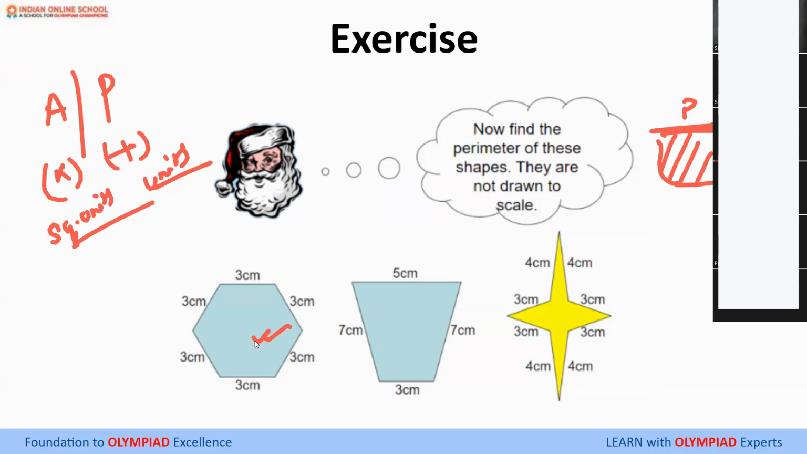3, 6, 9, 12, 13, 14, 15, 16, 17, 18, ma'am. Very good. 18 centimeters. So if I'm not wrong, I heard you calculating, you added 3 plus 3, 6, 3, 9, 10, 11, 12, 13, 14, 15, 16, 17, 18. Isn't it? You did that, right?